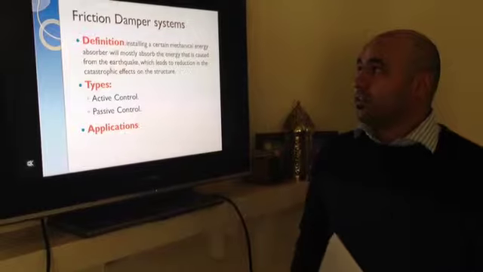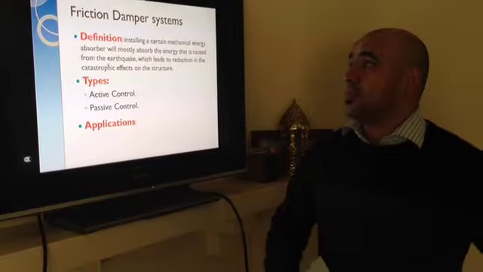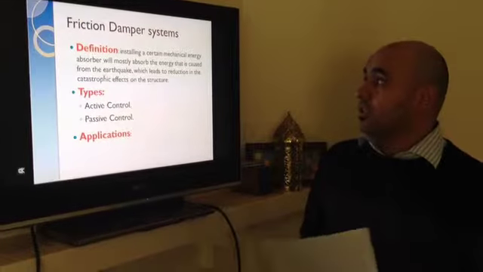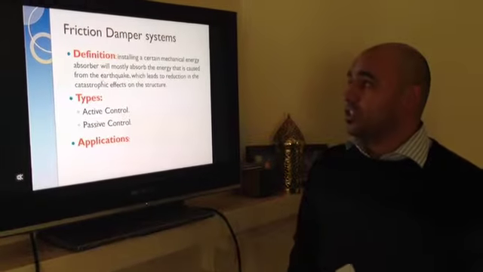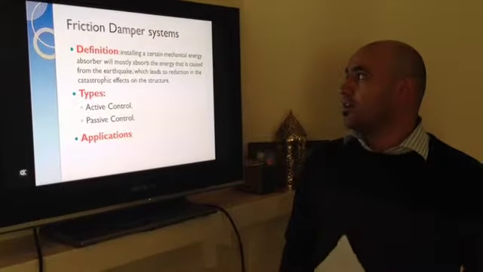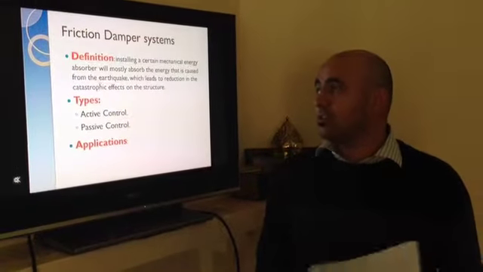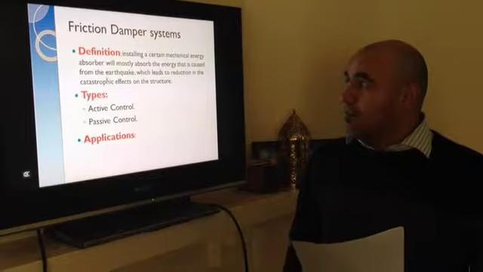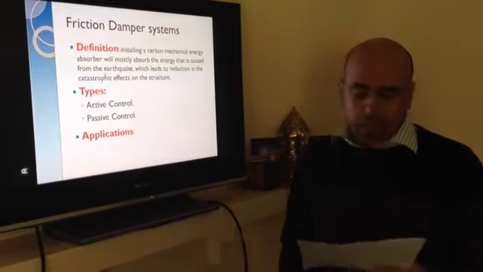Here, I would like to talk more about the friction damper system, which is installing a mechanical energy absorber that will mostly absorb the energy caused by an earthquake or any other hazard. It has two types, active control and passive control.